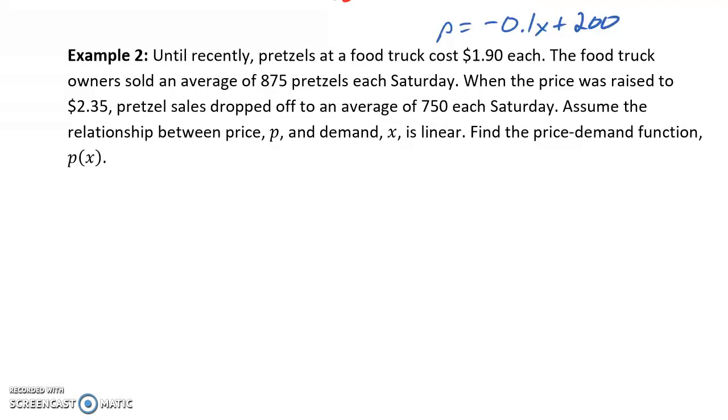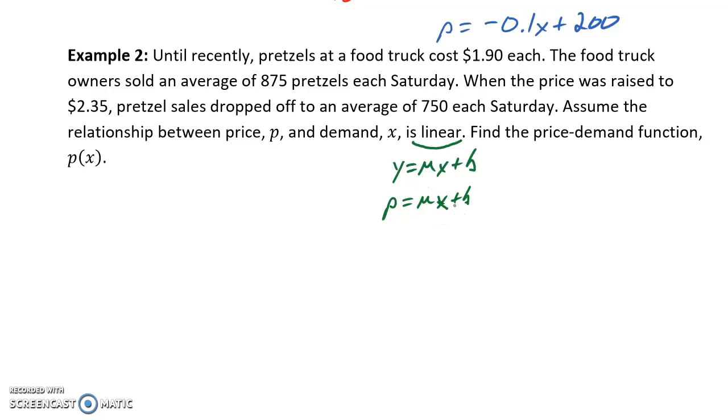So until recently, pretzels at a food truck cost $1.90 each. The food truck owner sold an average of 875 pretzels each Saturday. When the price was raised, their sales dropped. So we want to assume the relationship between price and demand is linear, and then generate a price demand function given this information. So a key piece of information here is that the relationship between those two variables can be assumed to be linear. So that means we're going to generate a linear equation, or an equation of the form y equals mx plus b. Or in this case, rather than y, we'll have p, that price, is equal to mx plus b.